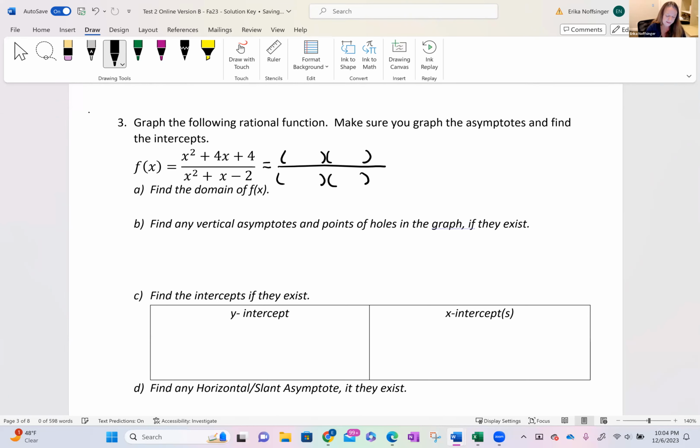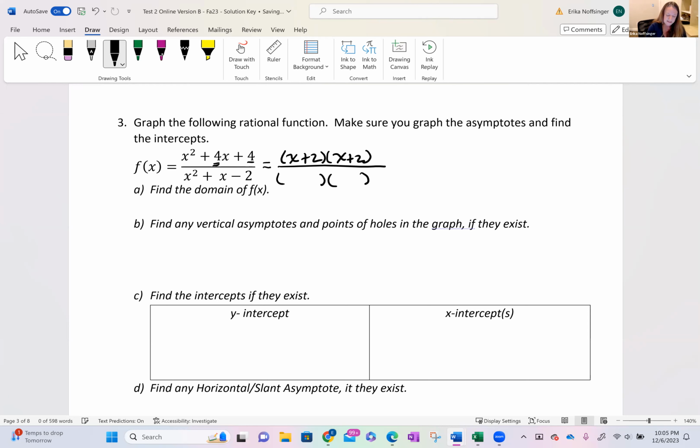And so looking at this, it's a quadratic. My coefficient in front of the x squared is 1, so I'm just looking at what multiplies to be my constant 4 and adds to be my coefficient in front of x here, 4. So it multiplies to 4, it adds to 4, is 2 and 2, so I'm going to factor this as x plus 2 times x plus 2.